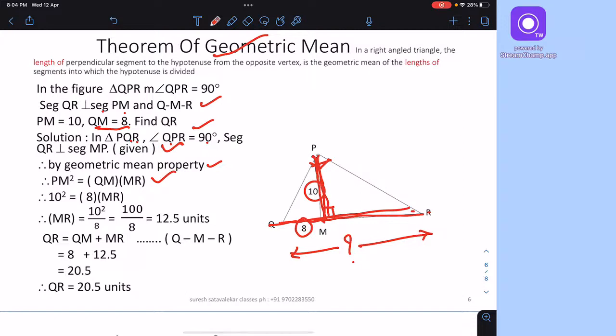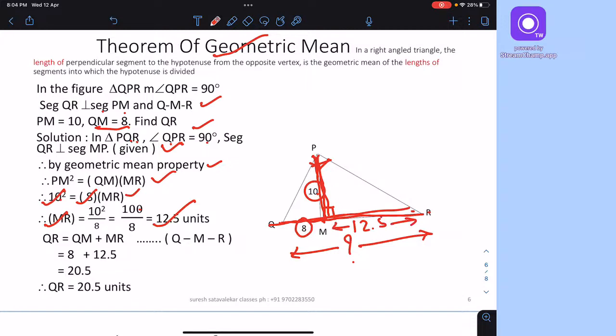PM is given as 10. So PM square is 10 square, QM is 8 and MR is to be found out. Therefore MR is equal to 10 square upon 8, that is 100 upon 8, that is 12.5 units. MR is equal to 12.5.